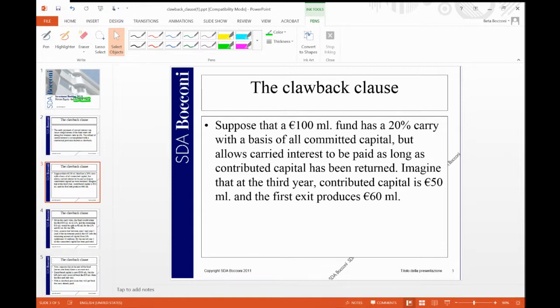One can say, Professor, excuse me, you told us that the carried interest can be paid only if the committed capital has been repaid. In reality, Lucas raised the question.